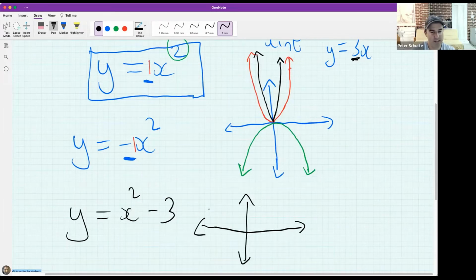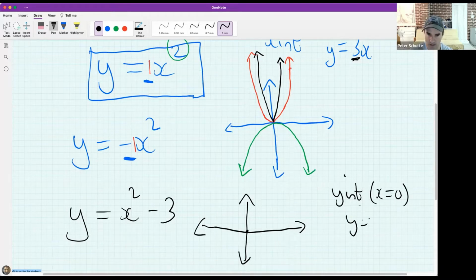Okay, now how would we be able to tell this? Well, one of the ways is we know the y-intercept. What's the y-intercept going to be of this parabola? When we want to find the y-intercept, we know what to do from straight lines. We make x equal 0, don't we? So if we make x equal to 0, we get that the y-intercept is minus 3.